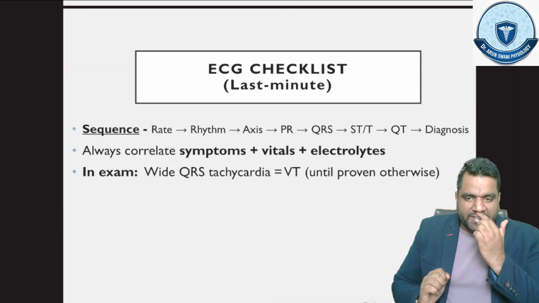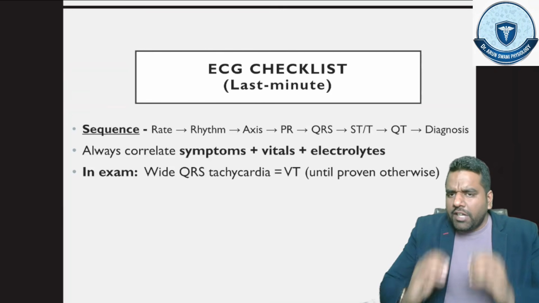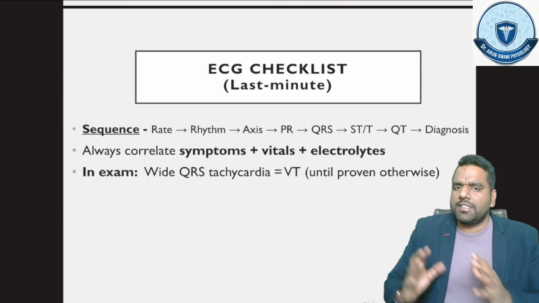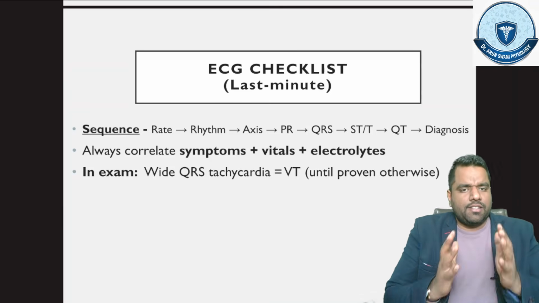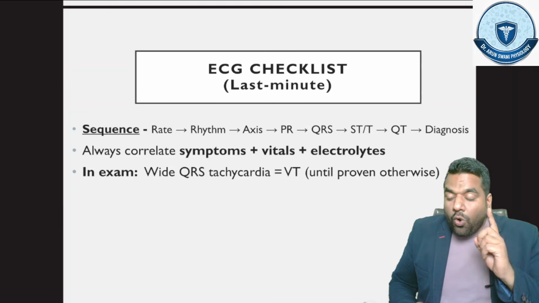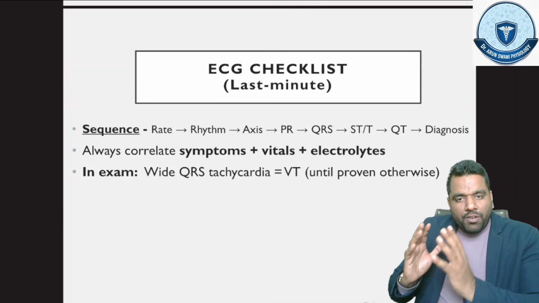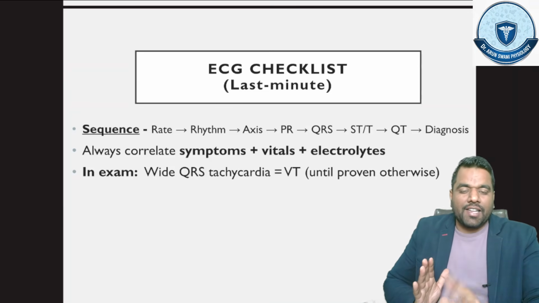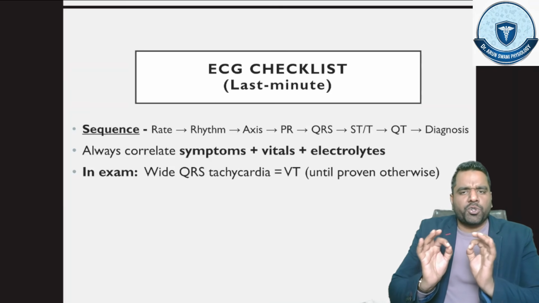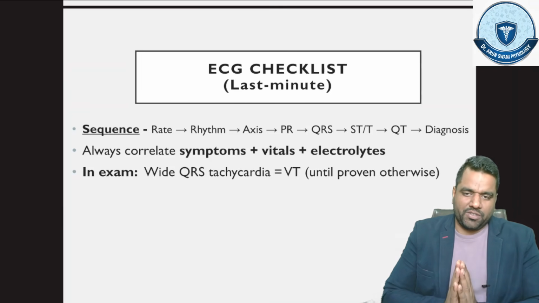If you follow this in this way, all the time when you see the ECG, the sequence to read the ECG is always: check the rate, check the rhythm, check the axis, then PR, then QRS, then STT, and then the QT, and then your diagnosis. Always remember one thing, always correlate the symptoms given in the MCQs. Check the vitals and see the electrolyte balance, right? These are the keywords which you should not forget whenever you are solving ECG MCQs, right guys?